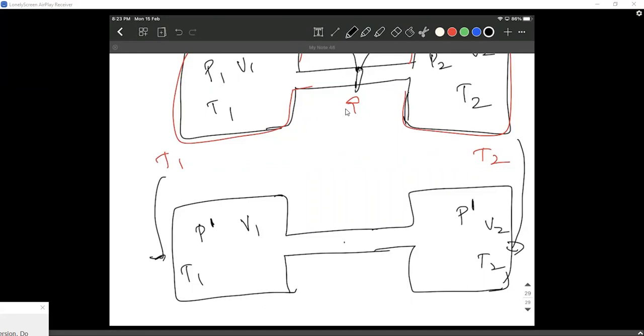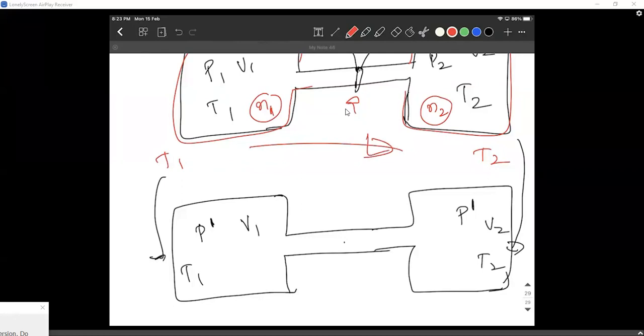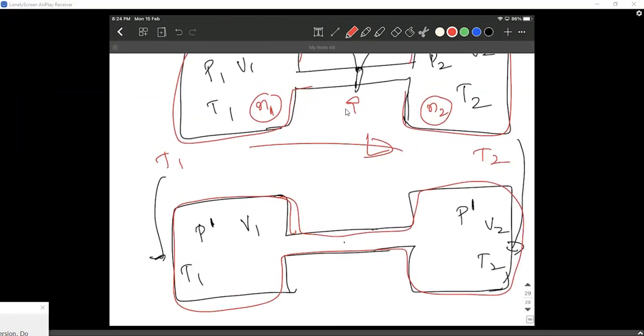It's a very simple idea. Let us just imagine initially there are n1 moles here and n2 moles here. The number of moles have changed. Some of the moles have moved from one container to the other, but it is completely inside this whole thing only. So I'm going to write the final number of moles like this. Watch.